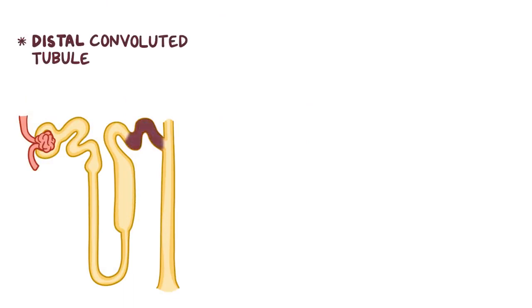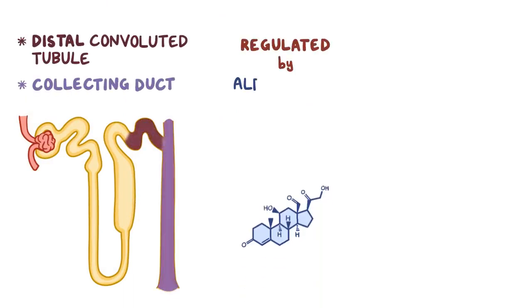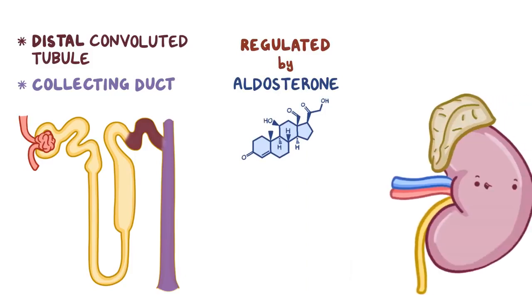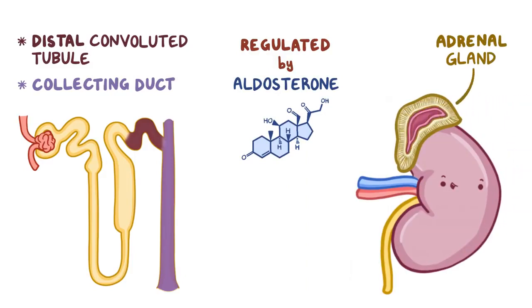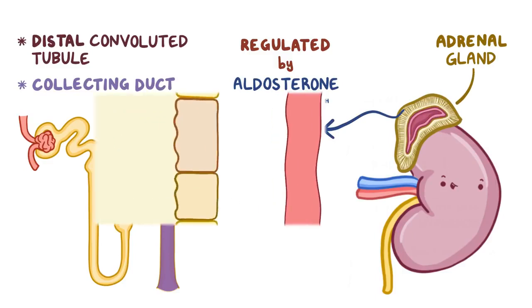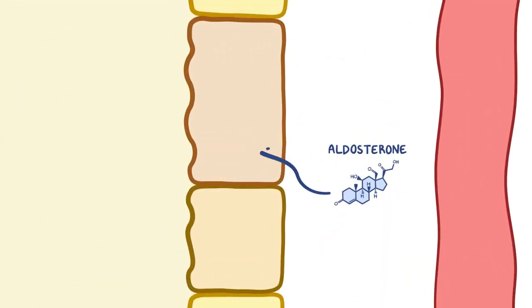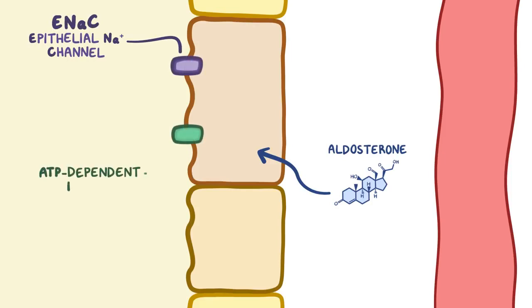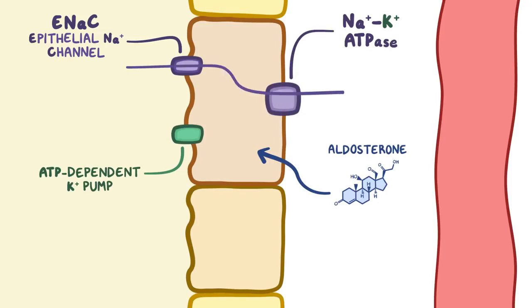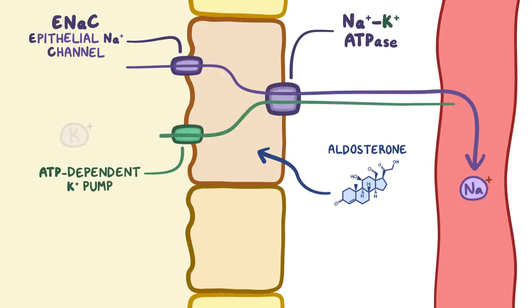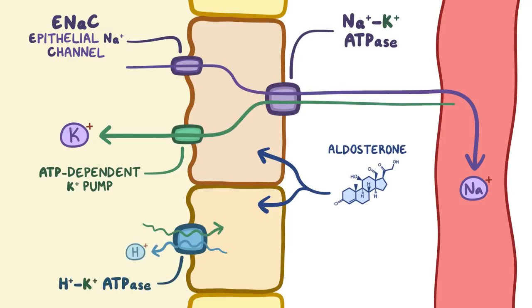The distal convoluted tubule and collecting duct are hormonally regulated by aldosterone, a steroid hormone made in the zona glomerulosa of the adrenal cortex. In the principal cells, aldosterone diffuses across the basolateral membrane and into the nucleus of the cell, where it triggers the increased synthesis of ENaCs, ATP-dependent potassium pumps, and the sodium-potassium ATPase transporter. Together, they work to increase sodium reabsorption and potassium secretion. In the alpha intercalated cells, it increases the synthesis of hydrogen-potassium ATPase to increase hydrogen secretion.